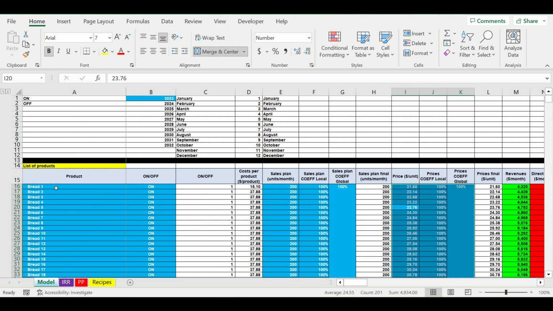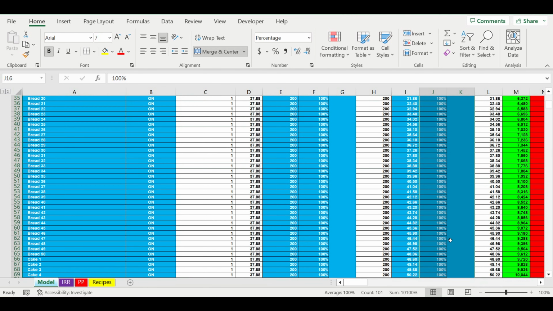First of all, we have the list of products. We can switch them on and off from calculations. Here we have the sales plan monthly. We have global and local coefficients to increase and decrease the sales plan for scenario analysis. We have prices, and we have global and local coefficients for pricing.